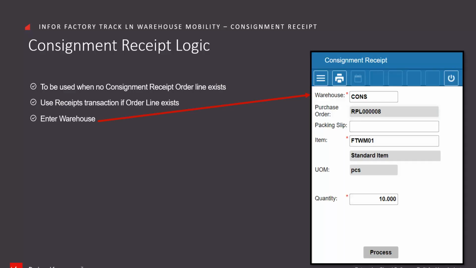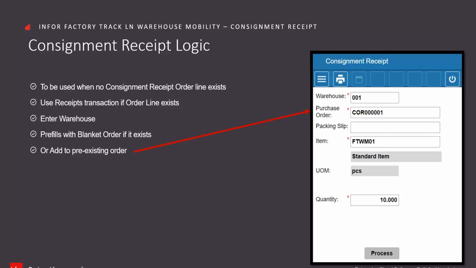To use a consignment receipt, we enter the warehouse. It will then pre-fill with a blanket order if it exists. Otherwise, we need to manually enter the purchase order and the consignment receipt will create a new purchase order line.